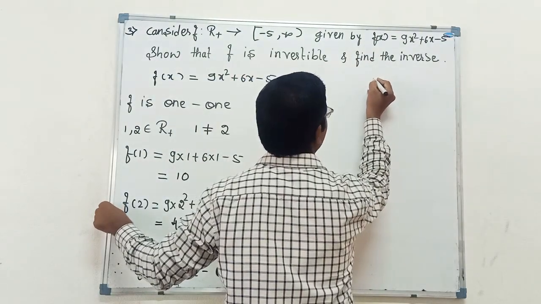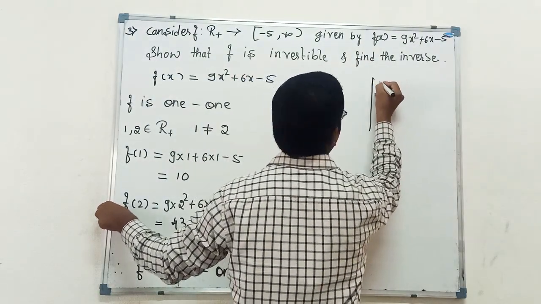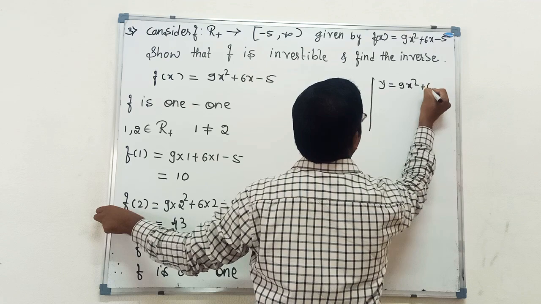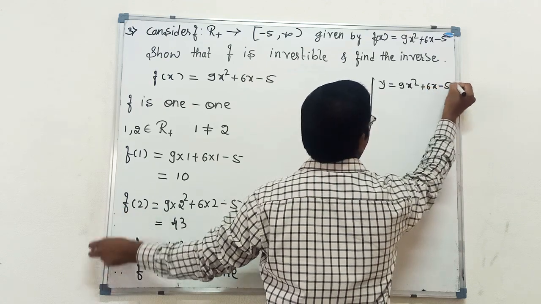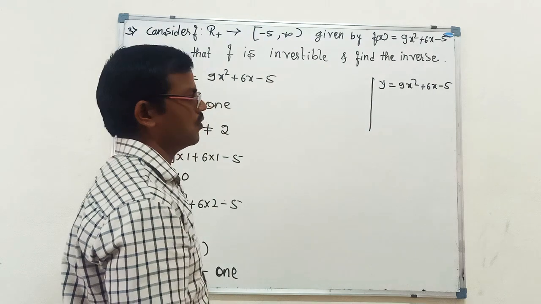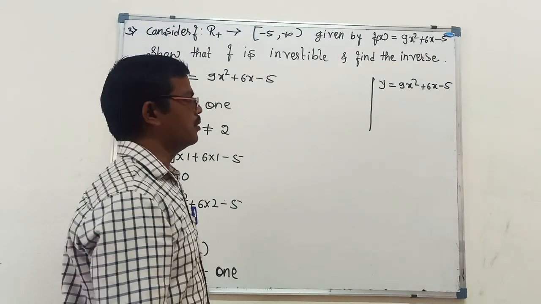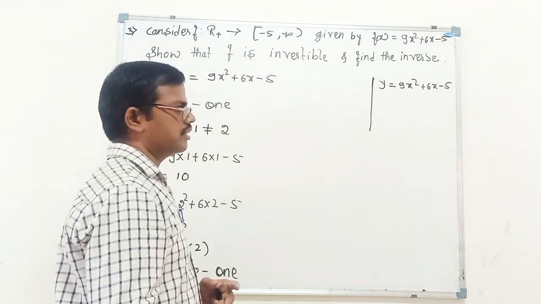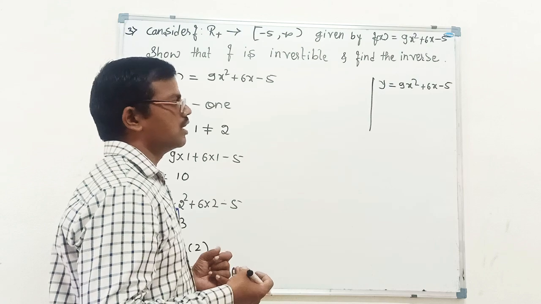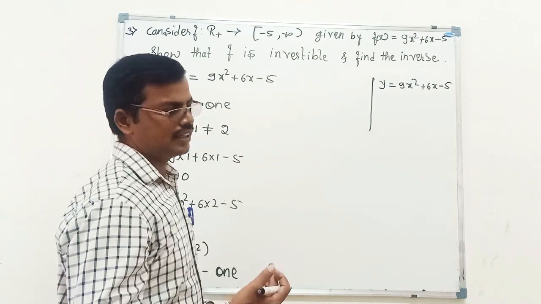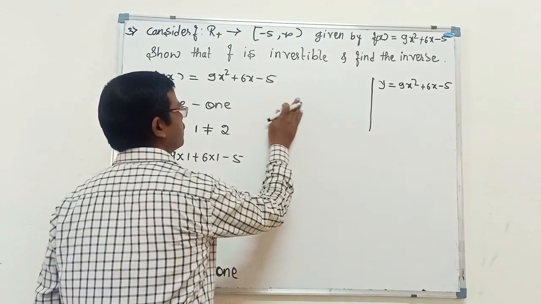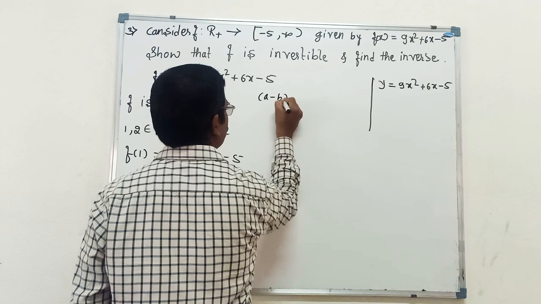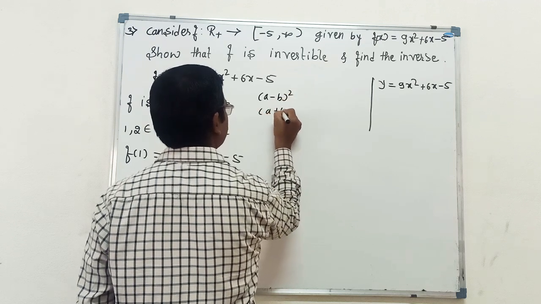So here we have a quadratic equation, y equal to 9x square plus 6x minus 5. The conversion of f(x) is very important. Why? Because it is a quadratic equation, we are not able to easily simplify and convert x in terms of y. So if we convert it into a perfect square, then we can easily convert. To convert to a perfect square, we have to know the identities a minus b whole square and a plus b whole square.